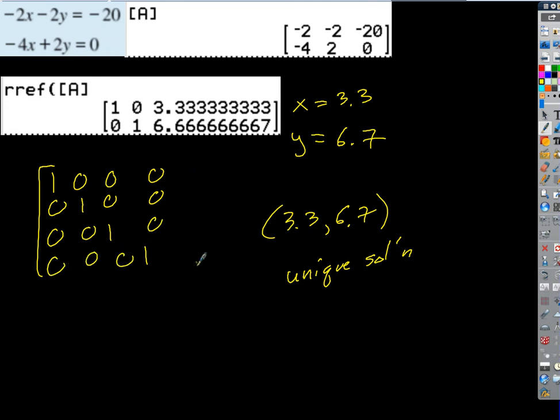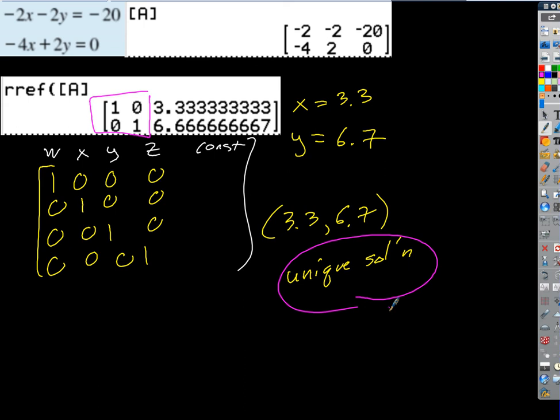And then my last column would be the constants, right? You get that? Let's say our variables were W, X, Y, Z, and then we have our constant column over there. The first square part of the matrix, if we got a unique solution, would have to look like this, because it would tell us the values of the variables W, X, Y, and Z. So we always look for that pattern. If we see that pattern, like we did here, that tells us right away we're getting a unique solution, and these are the values of the variables in order, okay?